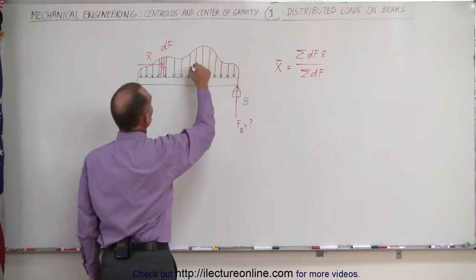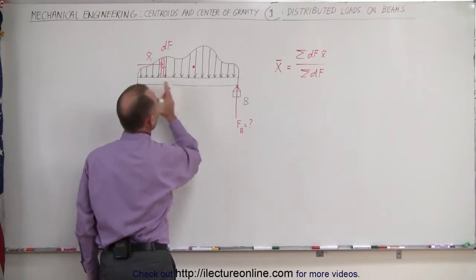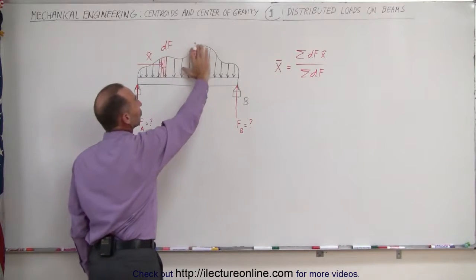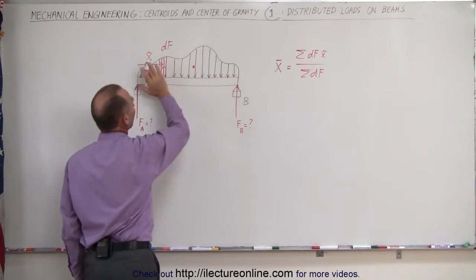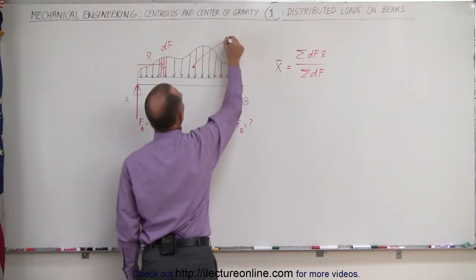Let's assume that the centroid is right about here. I would assume that it's a little bit past the halfway point because it looks like there's more force acting on the beam on the right side than on the left side. This would be the centroid of the forces.